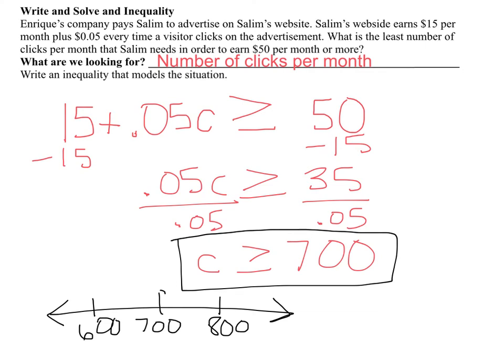And then we're going to have a closed circle because of that line underneath the inequality. So we'll go ahead and fill it in. And then it says that c is greater than or equal to 700. So we want to fill in the values up here that are greater than 700.